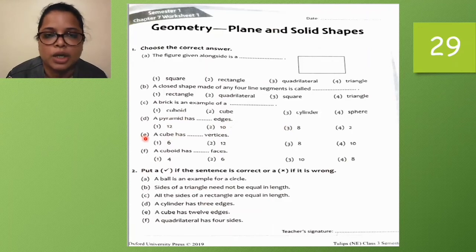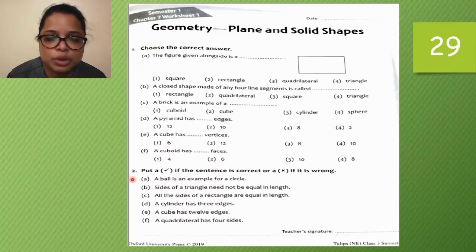E. A cube has dash vertices. 1 6, 2 12, 3 8, 4 10. Yes, your answer is right. It is 3, 8. It has 8 vertices. F. A cuboid has dash faces. 1 4, 2 6, 3 10, 4 8. Yes, your answer is right. 2, 6. It has 6 faces.